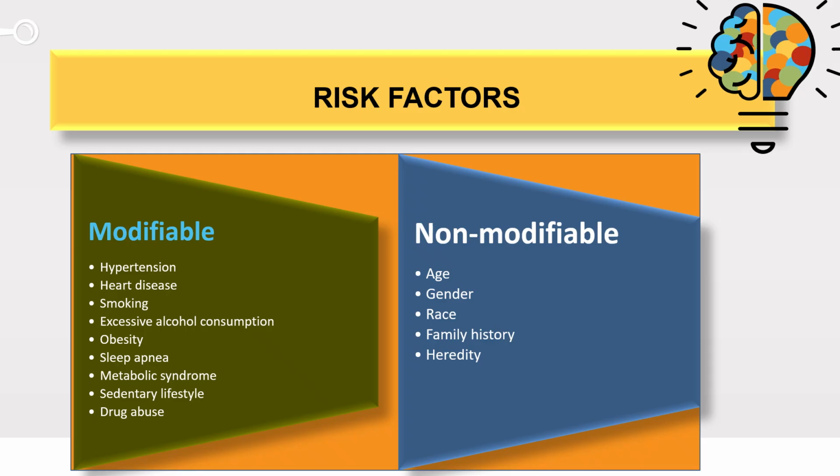Now, the risk factors are modifiable and non-modifiable, and you will find them very similar to the ones you see in MI or cardiovascular disease. Modifiable: hypertension, heart disease, smoking, excessive alcohol consumption, obesity, sleep apnea, metabolic syndrome, sedentary lifestyle, and drug abuse. Non-modifiable, over which we have no control: age, gender, race, strong family history, and heredity.